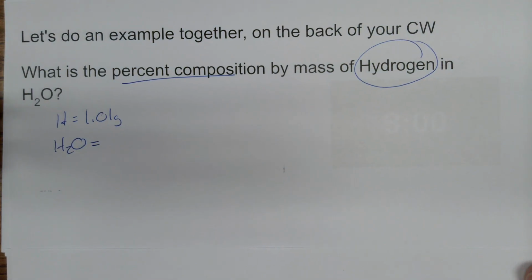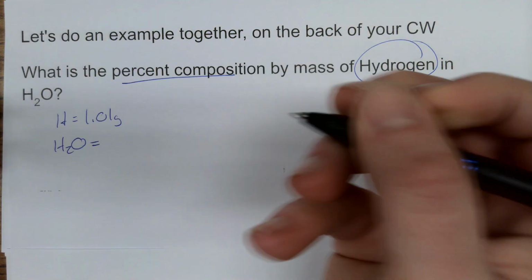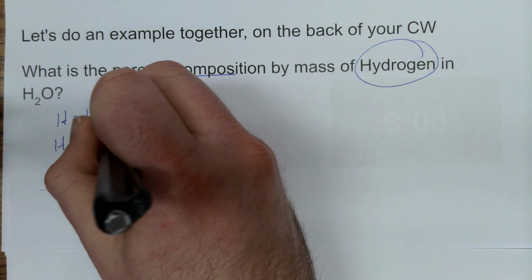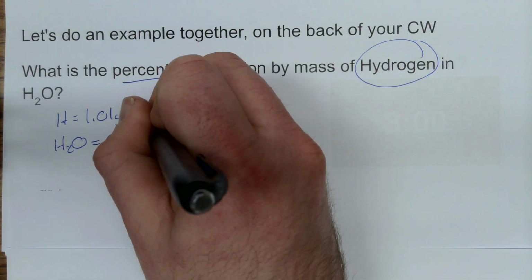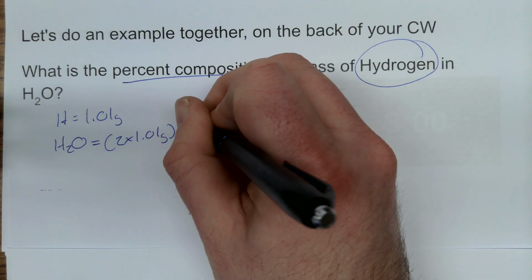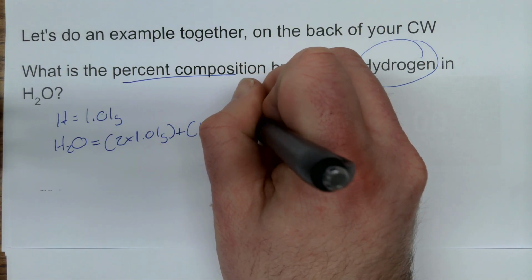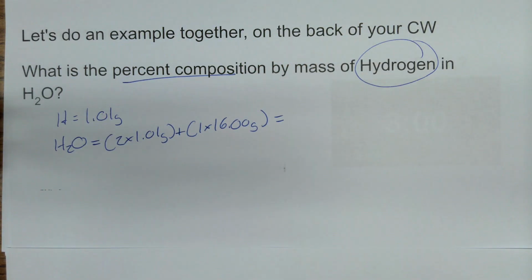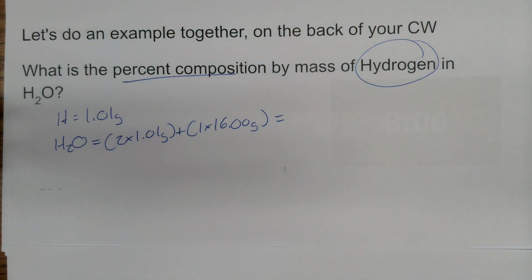So remember, we already went through a process with this. I have two hydrogens. So it's 2 times 1.01 grams of hydrogen plus 1 times 16.00 grams of oxygen. It's going to give me a total of 2 times 1.01.